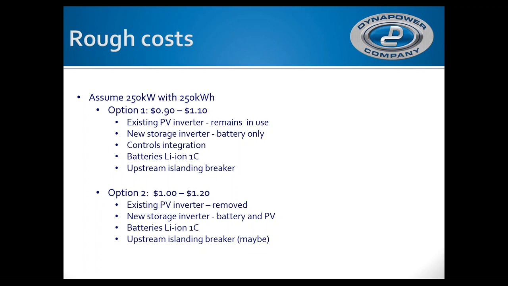So option 1, again, is where we've taken a site, added a battery, and kept the PV inverter, and in this case there are some controls integration costs as well as the upstream islanding breaker that would be built into this costing. Option 2, the controls integration is inherent in the equipment, so that is more or less pulled out of the equation. And the upstream islanding breaker, as I mentioned, would be built into this dual port topology. The exception would be, and this happened to be the case with the Stafford Hill project, where you need an islanding breaker at the medium voltage level.